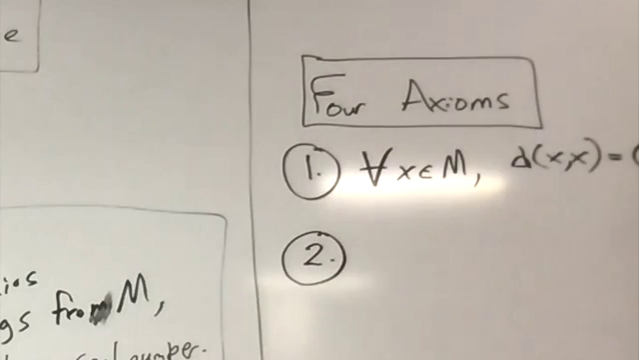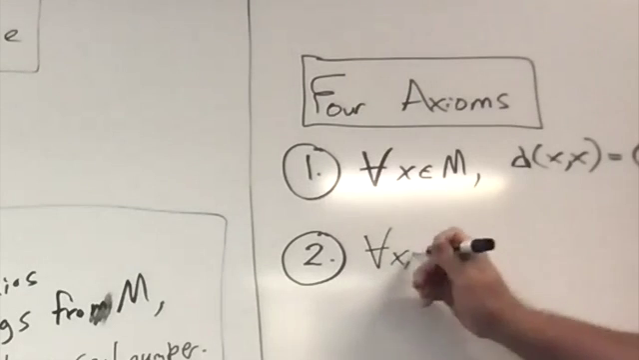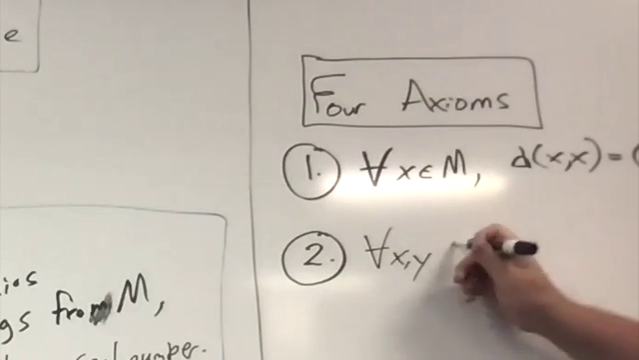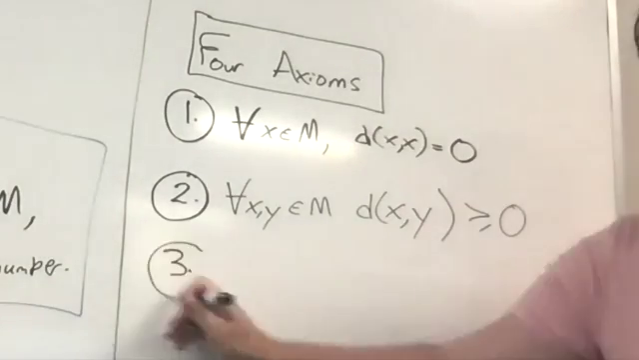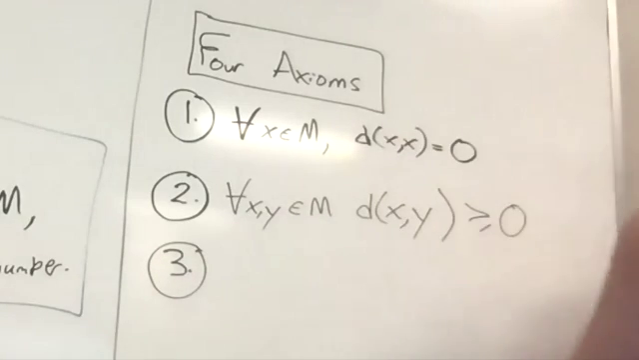Second, should it be possible to have a negative distance? So if you have 2 points in the space, the distance between them should either be 0 or it should be positive. The third thing: it makes sense to say it's 10 miles from me to you, but it's 20 miles from you to me? No, they should be the same distance.